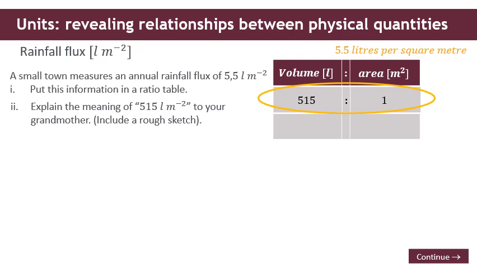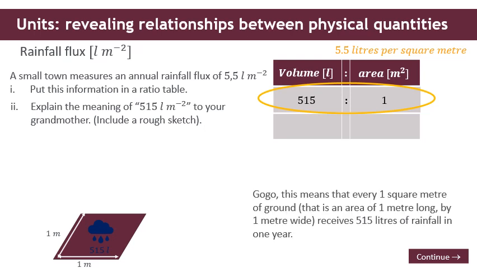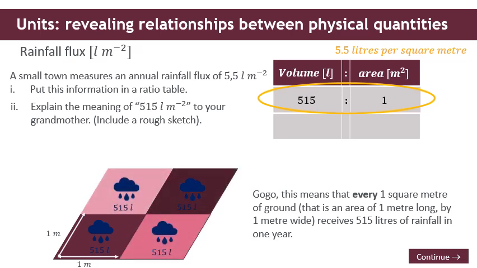Welcome back. So first let's start with a square meter. So Gogo, there's my square meter, and every square meter of this little town received 515 liters of rain. Gogo, this means that every 1 square meter of ground, that's an area of 1 meter long by 1 meter wide, receives 515 liters of rainfall in 1 year. That's 515 1-liter Coke bottles that you could empty onto that 1 square meter of ground. Now, I just want to emphasize that word every. For every square meter, this little town receives those 515 1-liter Coke bottles worth of water from the sky.